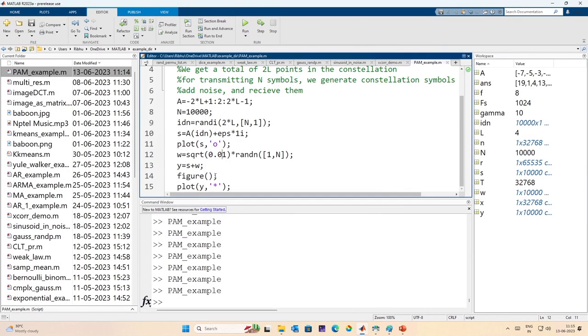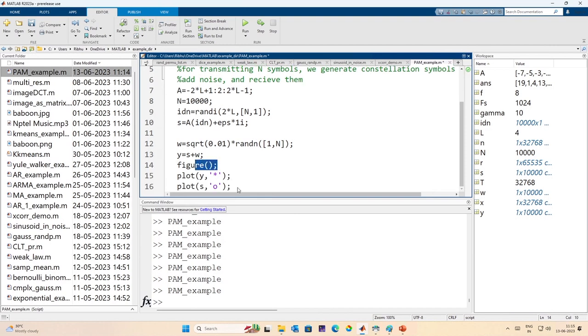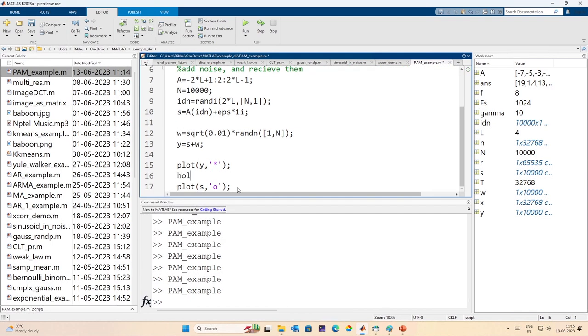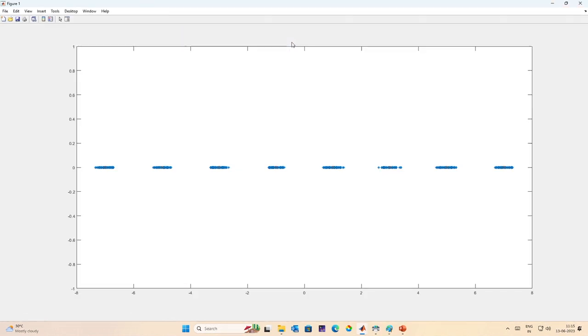Let me do one more thing, and plot the two of these on the same plot. You see that these red or orange points, whichever way you perceive them, correspond to the transmitted symbols, and the blue clusters or the blue points correspond to the received symbols. We see that the addition of noise results in a spread.